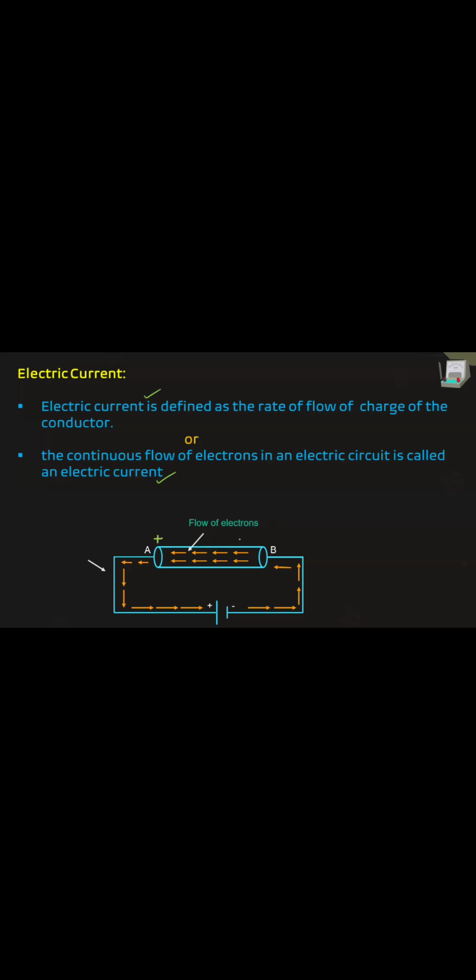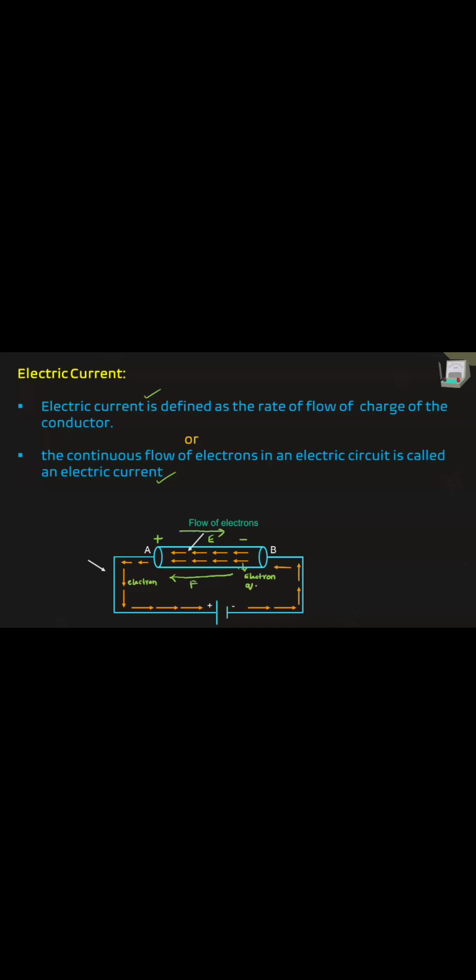This is the electric field direction, and this is the direction of the force. Force is applied in this direction, field is applied in this direction. Then these electrons are moving in the direction of force. These are electrons, not the current direction. This is the electron direction. See how the electrons are moving: opposite to the electric field, in the direction of force.